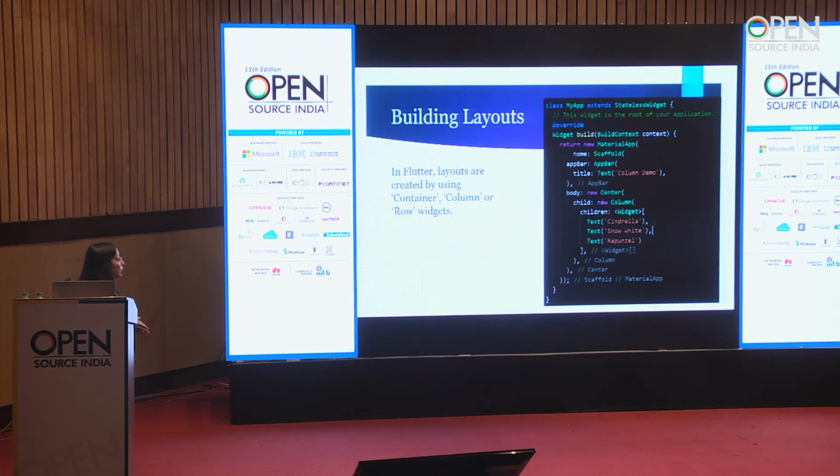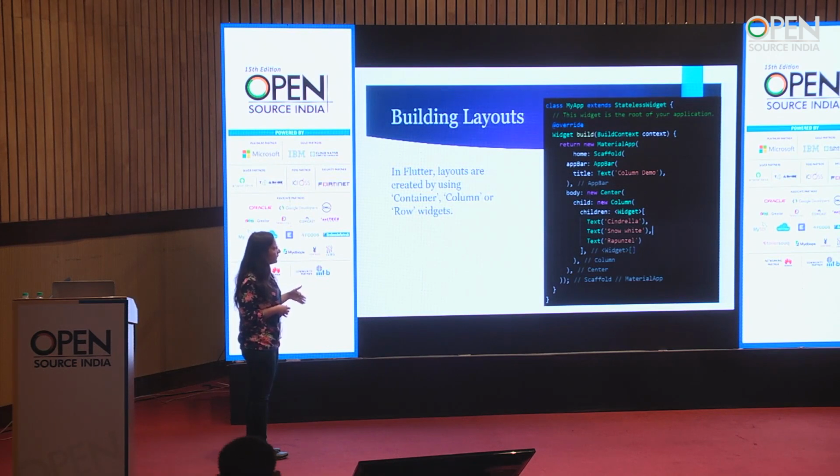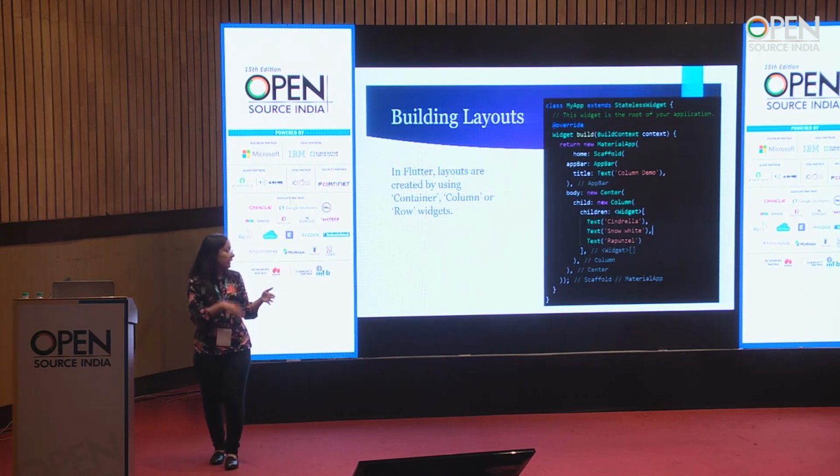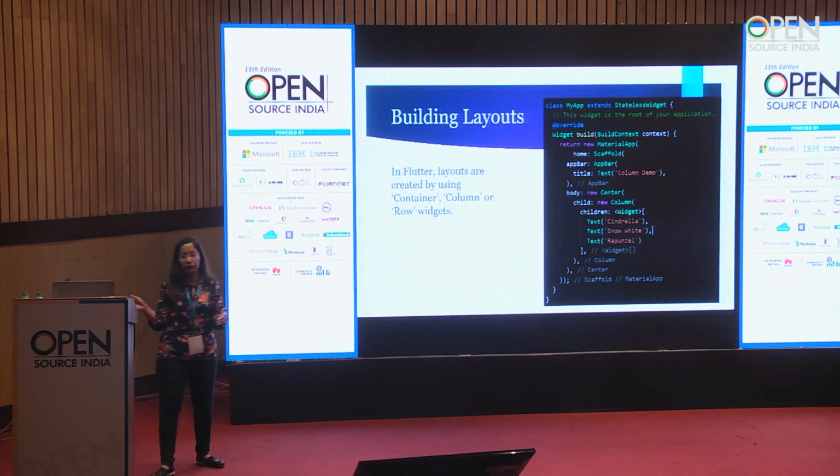Building layouts using Flutter, there are different widgets which you can use for it: container, column or row. As you can see in this example, there is a column widget used and it has 3 children which are all text views. So all get listed in vertical fashion, because it is a column widget. Had it been a row widget, it would have placed all the children in a horizontal fashion.